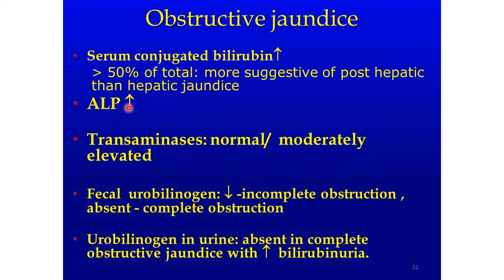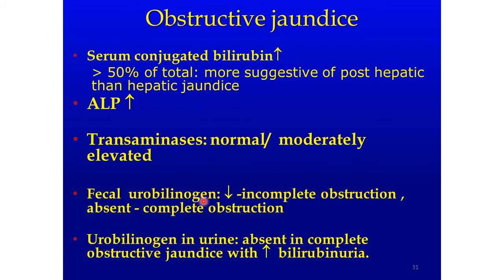The alkaline phosphatase, the enzyme from the liver that is excreted into the jejunum, is blocked. As such, its level in serum becomes markedly elevated. The liver transaminases are usually normal or slightly to moderately elevated.